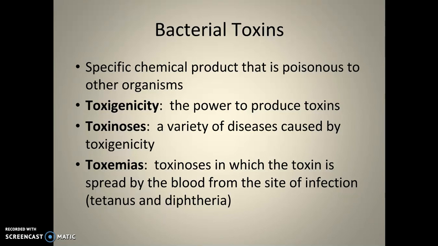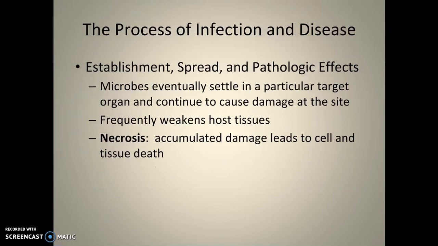And these are bacterial toxins. Toxigenicity is your power to actually produce those toxins. Toxinosis is the types of diseases that are caused by toxins. And then toxemia is a toxinosis in which the toxin is spread by the blood. So whenever you say the "emia," that particularly means that the toxin is being spread within the blood.